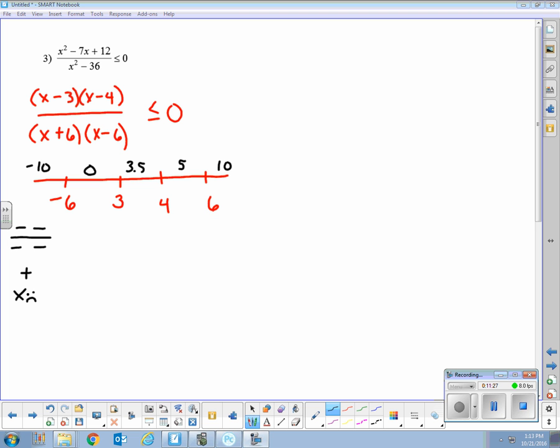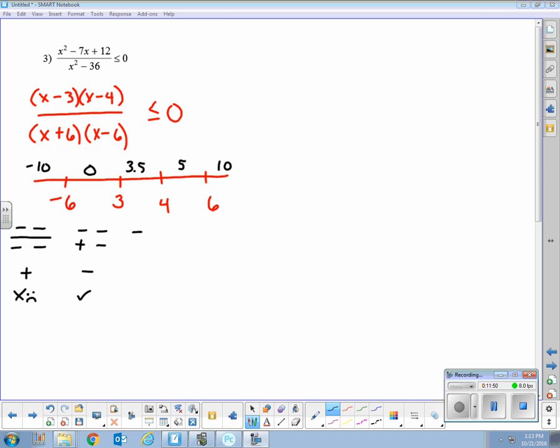If I put in 0, 0 minus 3 is negative, 0 minus 4 is negative, 0 plus 6 is positive, and 0 minus 6 is negative. 3 negatives stay negative, and this one was less than 0, so I'm going to use it. If it were greater than 0, then I would be picking the intervals where it was positive.